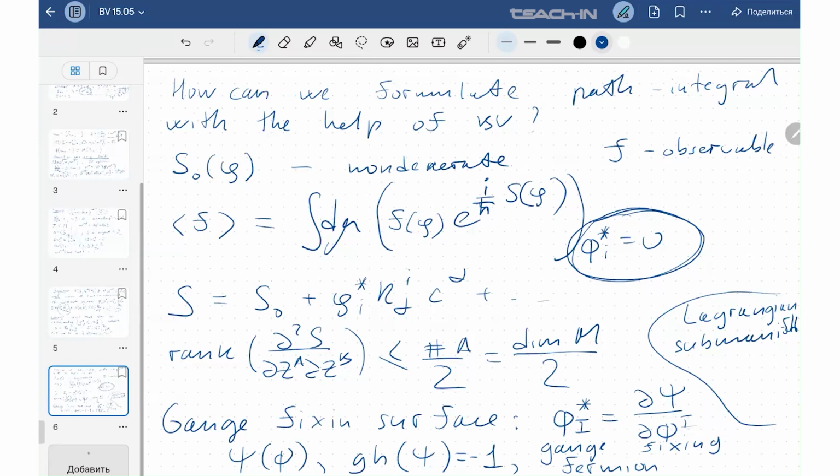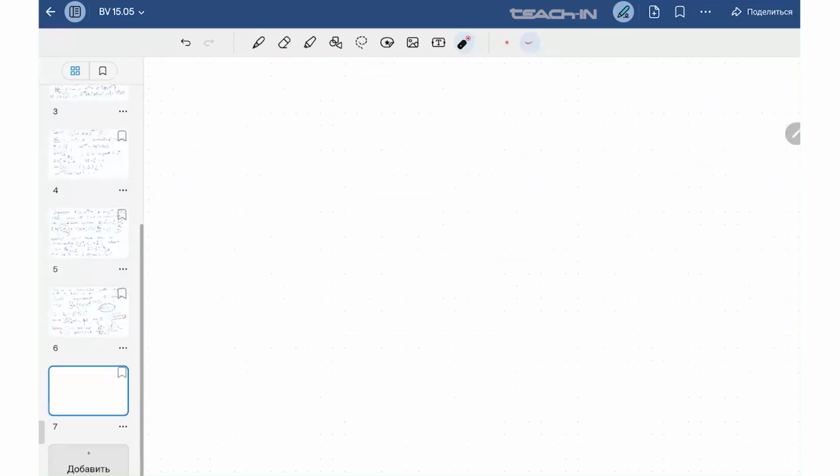If our master action is proper, it means that the rank of its Hessian matrix is maximal, so it's half dimension. If we choose this Lagrangian submanifold properly, we get a non-degenerate system with a well-defined path integral. Of course, we need to pick the right psi for this to work, but at least in principle, it should work. And let's see how it works. For the moment, we don't go into details.